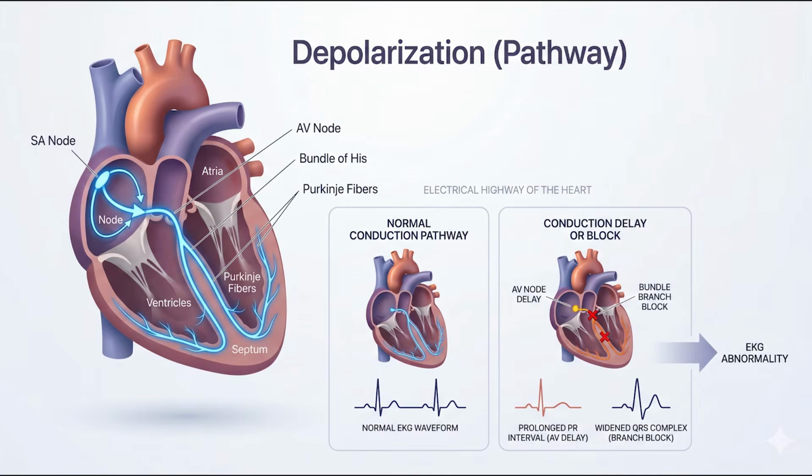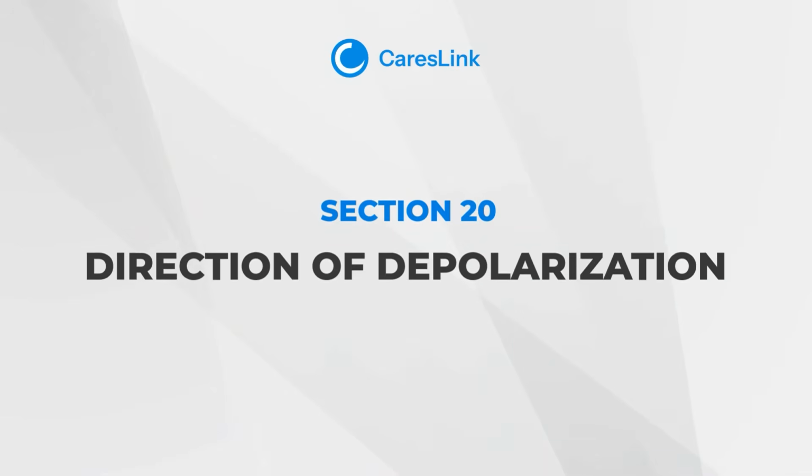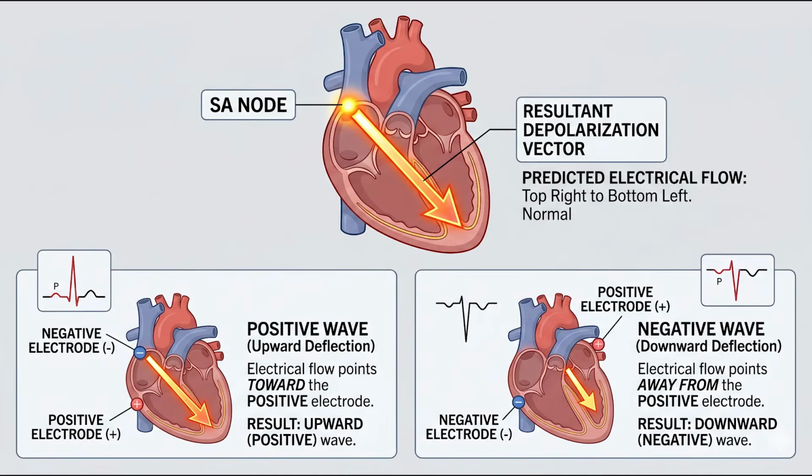As we've seen, depolarization must follow the established highway of the SA node, AV node, bundle of His and Purkinje fibers. Any block or delay in this specific sequence will be reflected as an abnormality on the EKG. The direction of this electrical flow is also predictable. It generally moves from the top right SA node toward the bottom left of the heart. This resultant vector is what each lead is comparing itself against to produce a positive or negative wave on the paper.